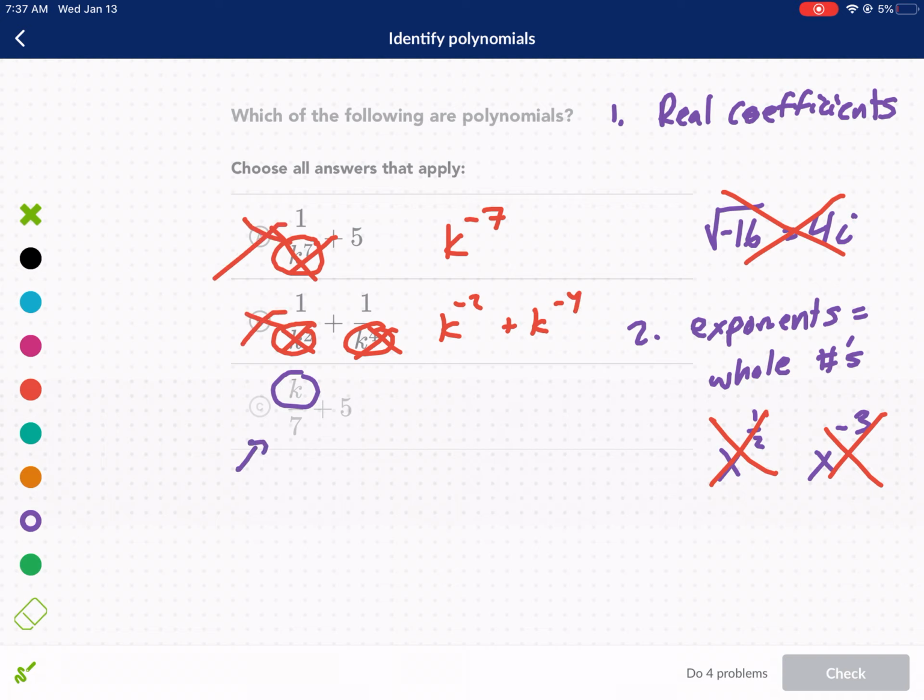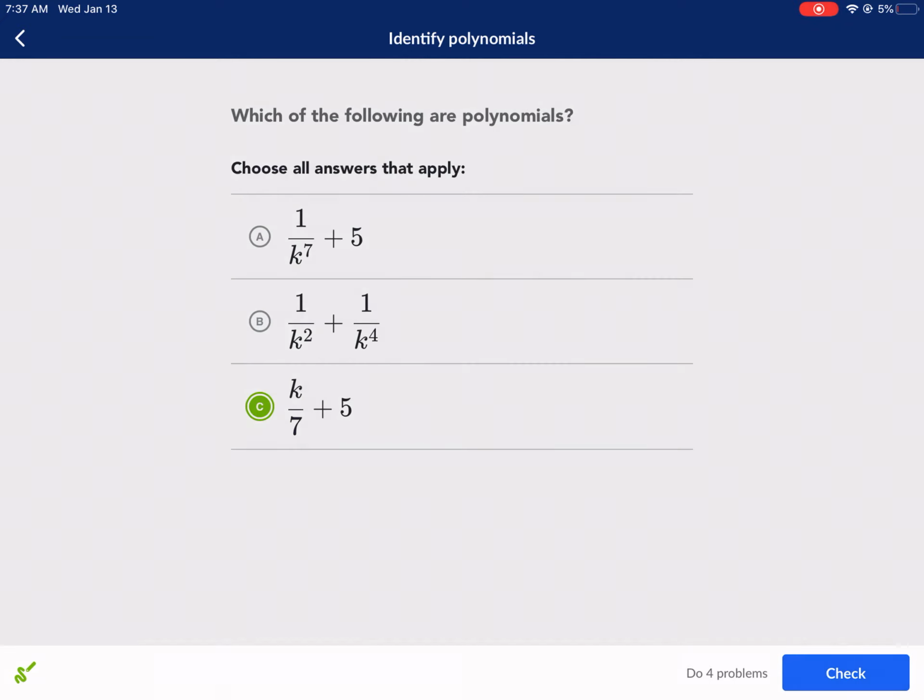It can be in a fraction, it just has to be in the numerator. This is the same thing as 1 over 7 times k plus 5, and that's okay. We have a whole number exponent, it would just be 1. We have a real coefficient, 1 over 7, and then plus 5, that's fine. So just C is the answer here.